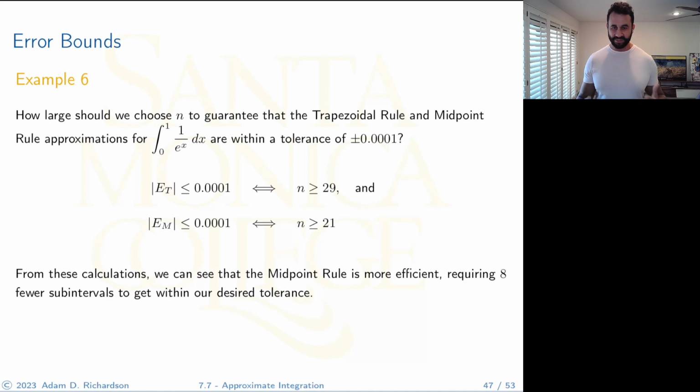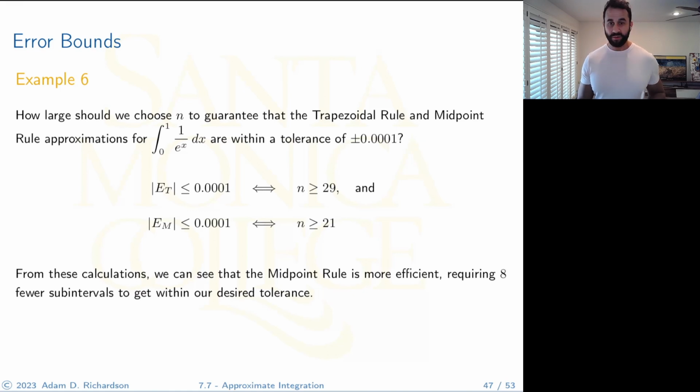So to answer the question, we would need to use at least 29 subintervals to guarantee that our approximation is within 0.0001 using the trapezoidal rule. And we'd need to use 21 subintervals to make sure that our error is less than 0.0001 using the midpoint rule. There we go. Pretty cool, huh? So we save the work of computing the value on 8 subintervals by using the midpoint rule.